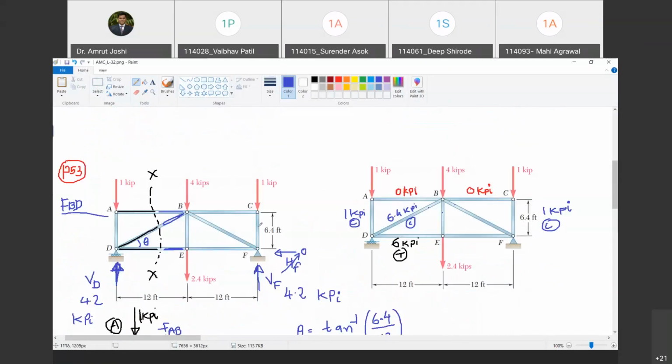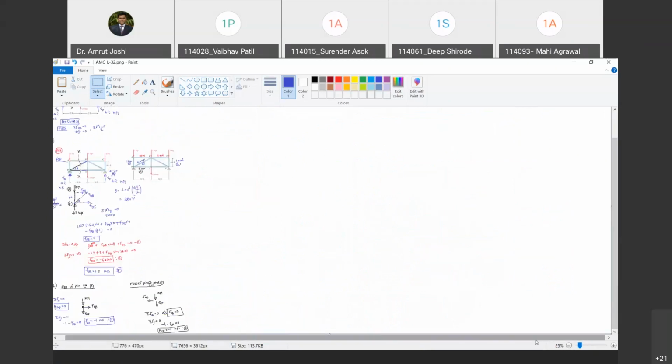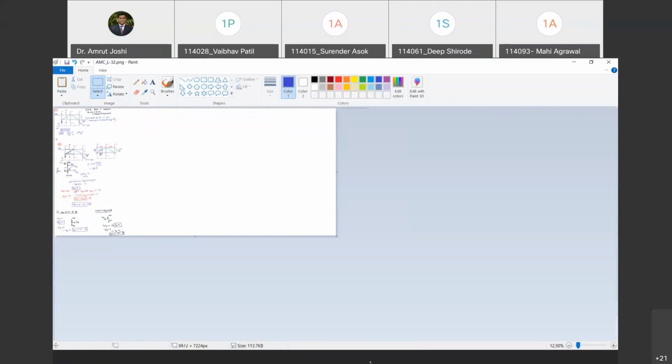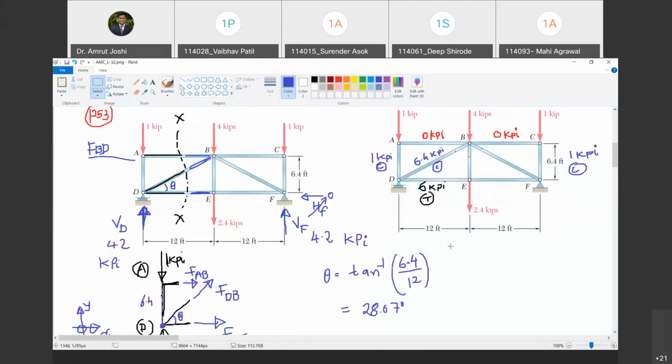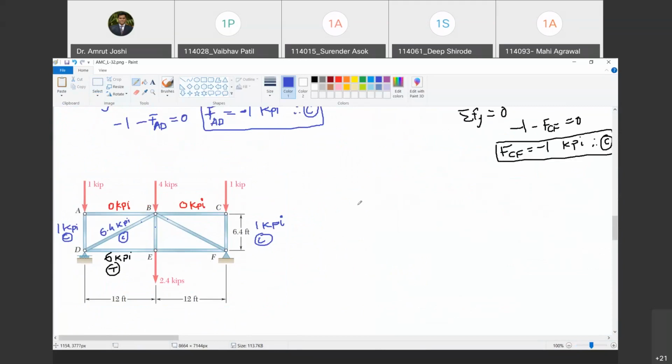So can I draw now free body diagram of joint pin at D? चलो कैसे दिखेगा? So to facilitate that, I will copy this. Just give me a second. So now we are going to draw FBD of joint pin at D. Agreed? Yes, sir. And let me clear this thing so you will not get confused.